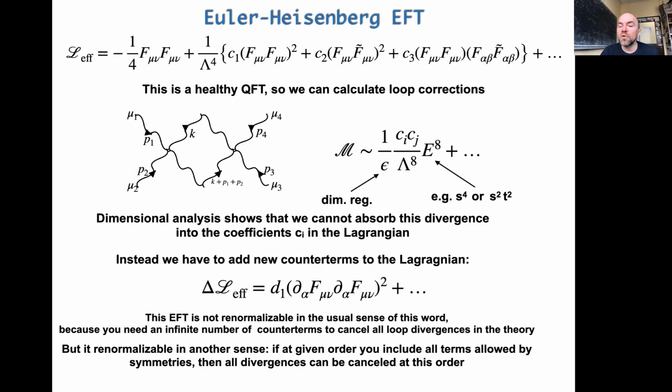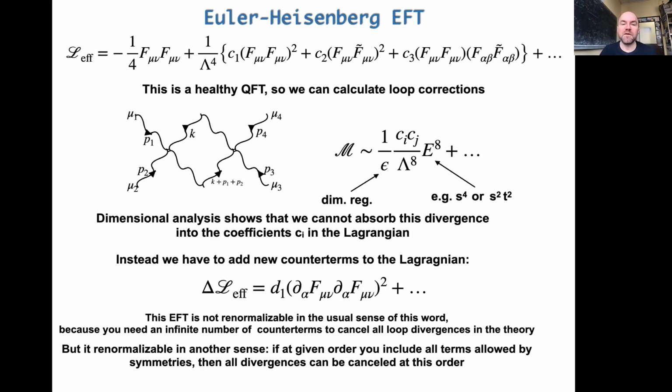Now we want to cancel this divergence by some counter term in a quantum field theory calculation. But the point is that none of the terms already in the Lagrangian can serve as a counter term, because they depend on photon energy as energy to the 4th. So to cancel the divergences that appear at one loop level, you have to add a new term to the Lagrangian, which will be something like the one shown here, proportional to D1.